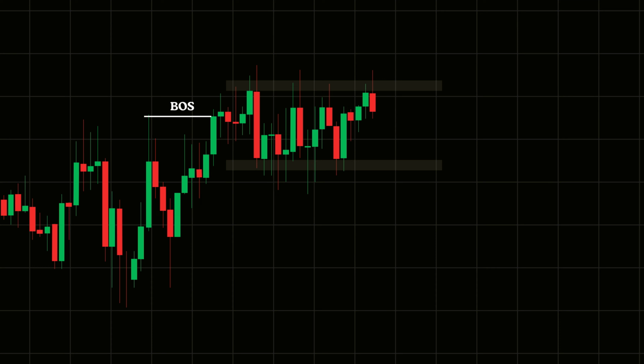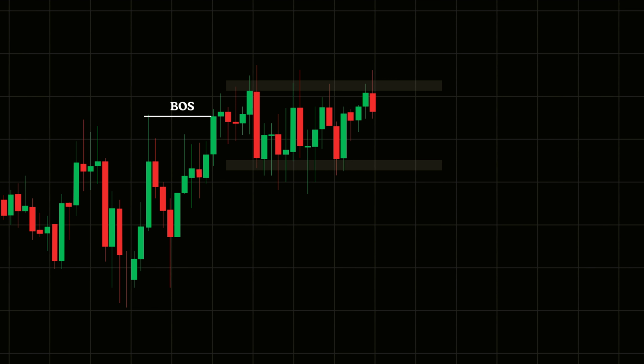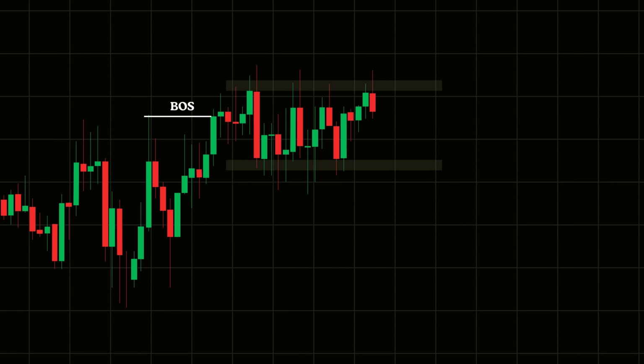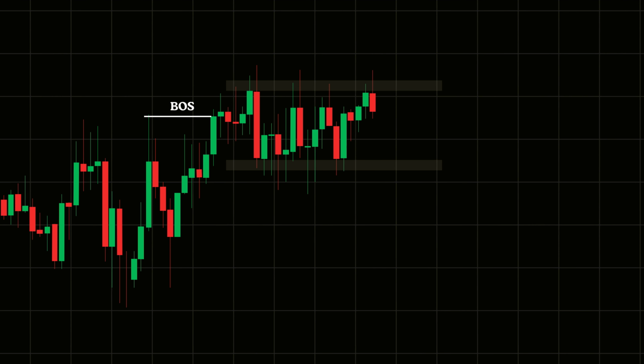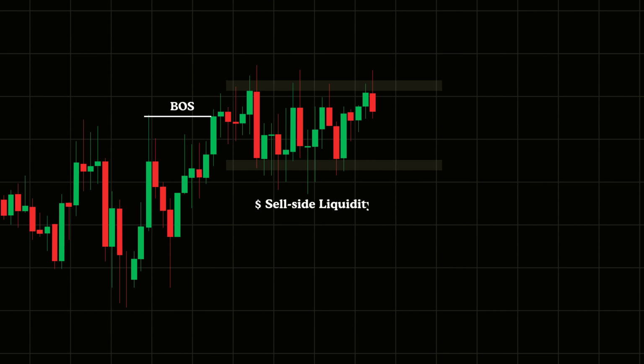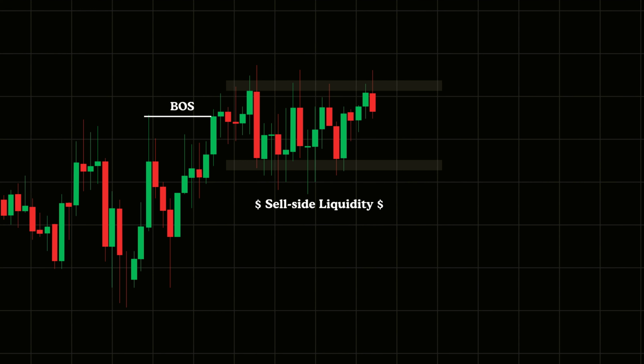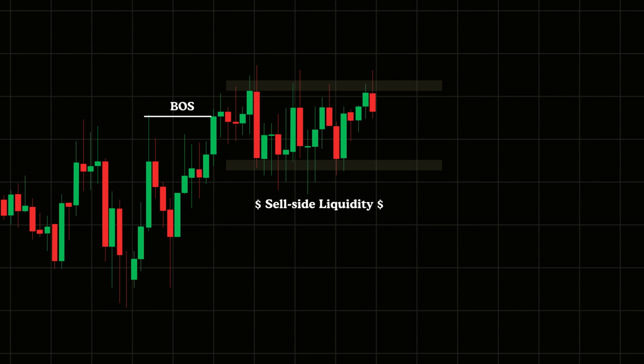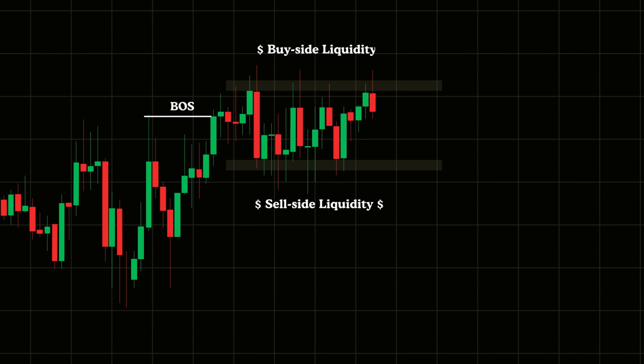Switching to the smart money perspective, we can spot two clear liquidity zones. When price nears the support area, traders tend to buy and place their stop losses just beneath, forming sell-side liquidity. Similarly, at the resistance, short sellers set stops just above, creating buy-side liquidity.